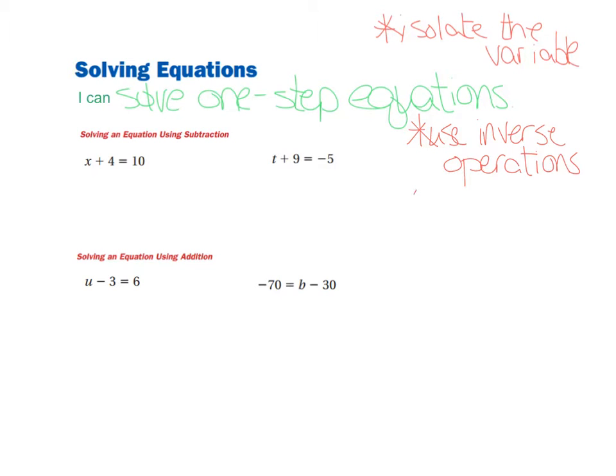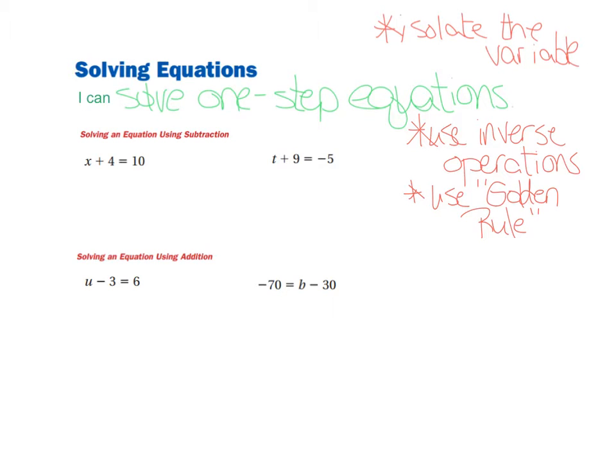And the last thing we need to remember is to use the golden rule. The golden rule of equations is that whatever you do to one side of the equal sign, you do to the other. Okay? So let's review this.